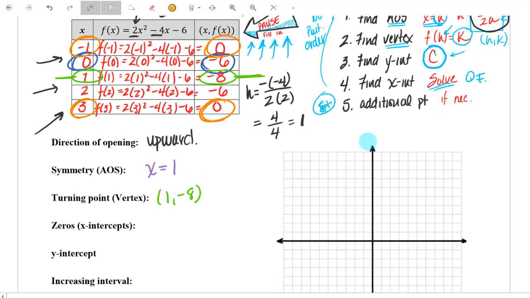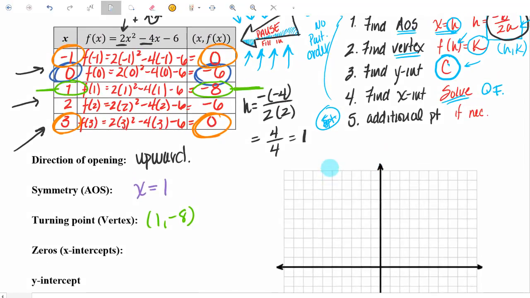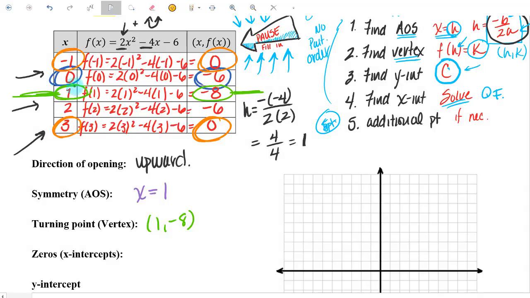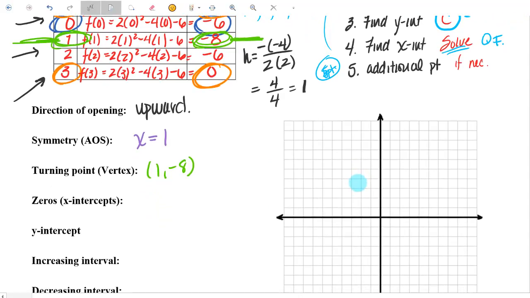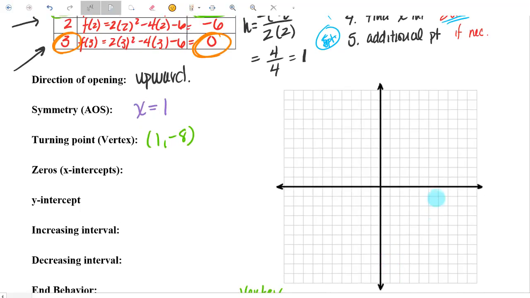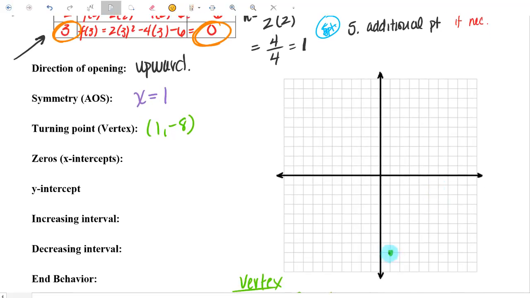All right, so if we set this back up, we're going to go ahead and confirm. You can see in our table that 1 and negative 8 was what we found in our table, so that does support our work here. So let's go ahead and mark some of this stuff down. So we've got 1 and negative 8. 1, 2, 3, 4, 5, 6, 7. I got to go a little further down. So 8 should be right here. 1 and negative 8. Let's go ahead and mark in our axis of symmetry at this point because we have it. There is our axis of symmetry.